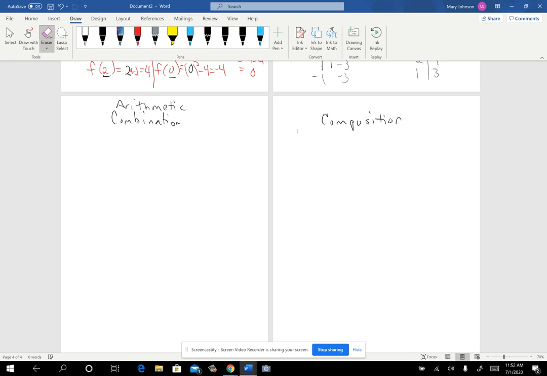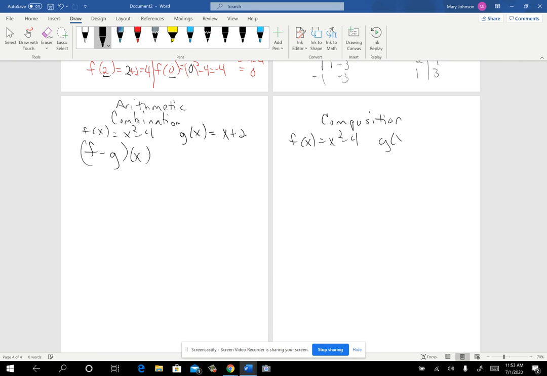Okay, so I'm going to do an arithmetic combination. And the example I chose to do was f minus g of x. And remember, f of x, that was our x squared minus 4, and g of x, that was our x plus 2. And that's going to be true on both of these. f of x was x squared minus 4, and g of x was x plus 2.